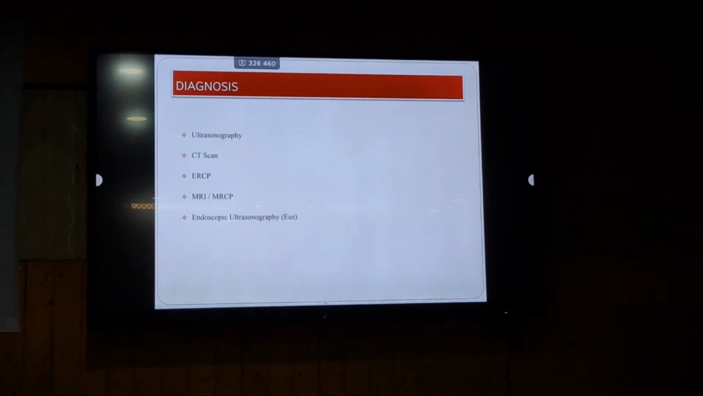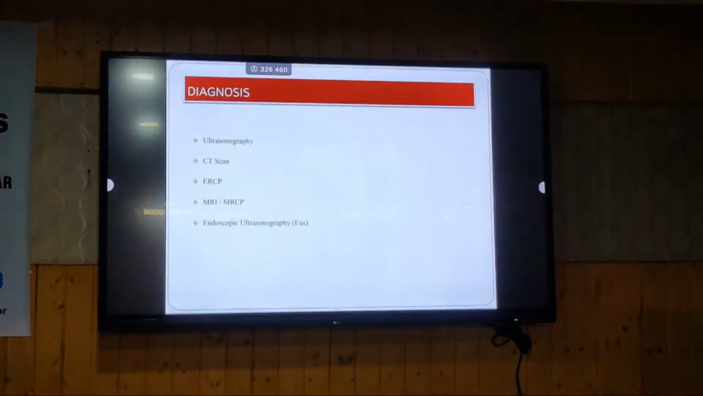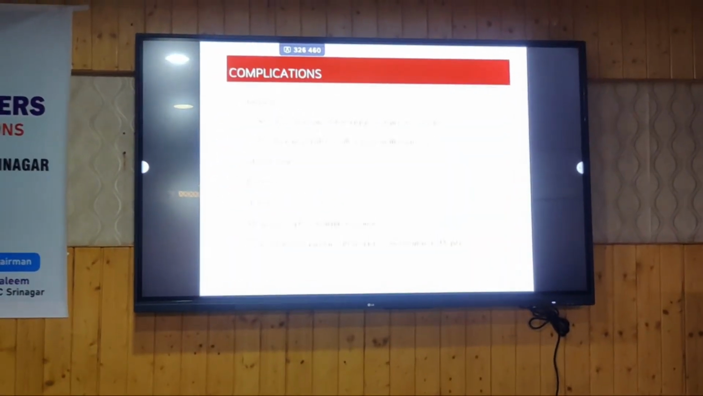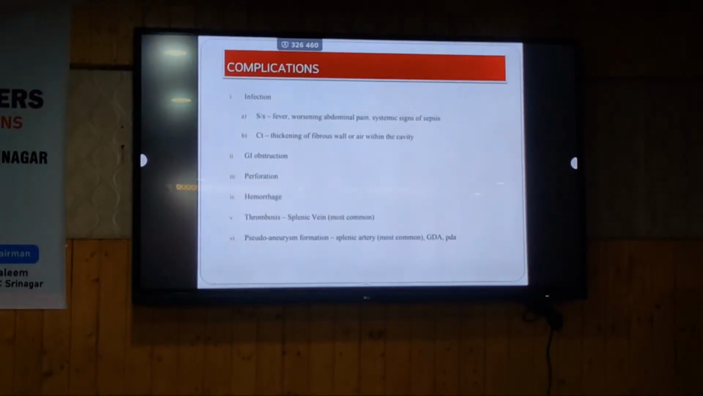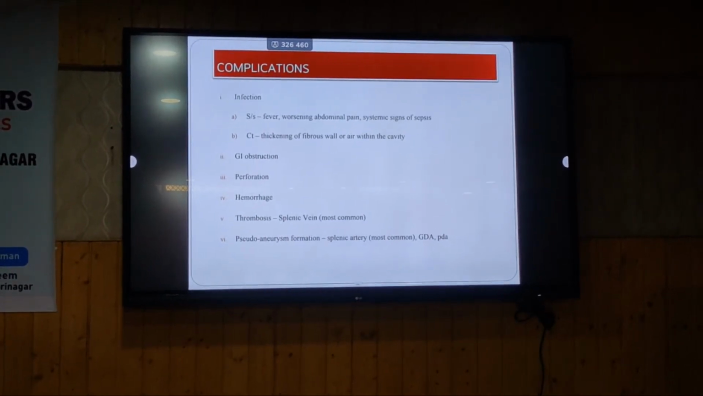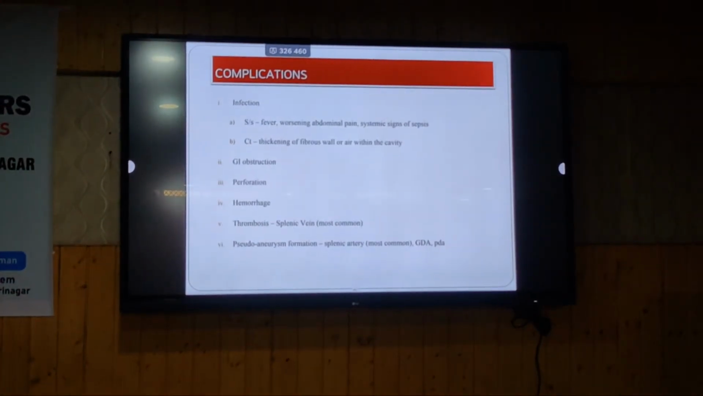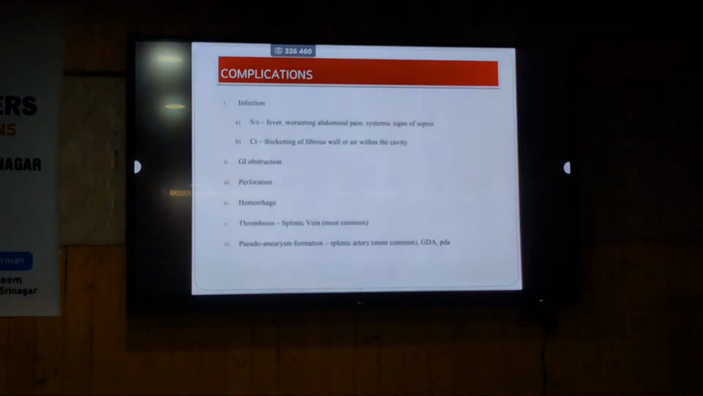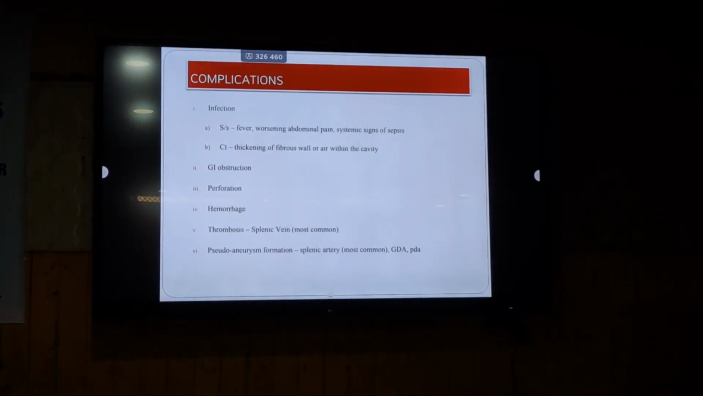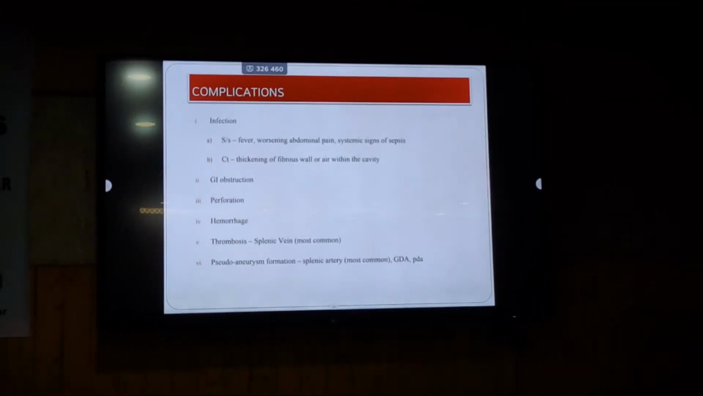For diagnosis, in addition to routine investigations, there are specific investigations which are done. They have already been discussed today. If there is infection, these are the complications which can occur in the cyst. If infection is there, the patient runs a high fever, there is abdominal pain, and there are signs of sepsis. CT shows thickening of the fibrous wall, or it may show air within the cavity. Even a simple X-ray may show effusion in the chest, or some air within the cavity.